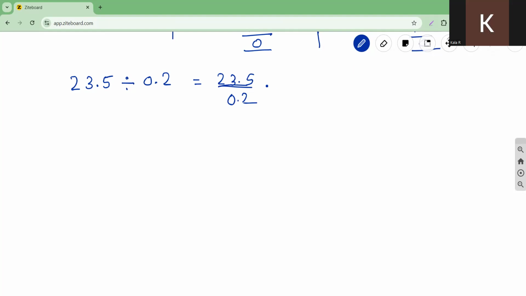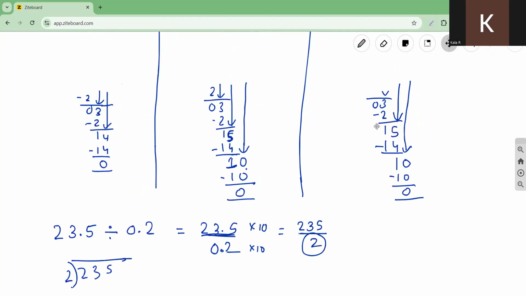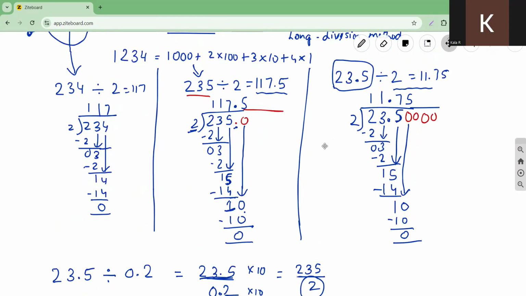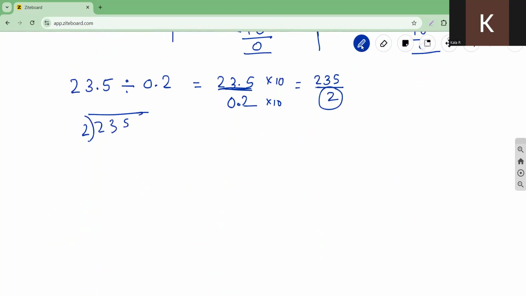Now when I do this, we know that this is a fraction, no? I can get an equivalent fraction of it. Because there is a 0.2, what if I multiply by 10 on the numerator and the denominator? This becomes 235 divided by 2. So now see, it became easy for me, because the divisor is a whole number. 235 divided by 2, and I continue the normal division like we did in the previous example. It's the same thing, right? We will get the same kind of answer.